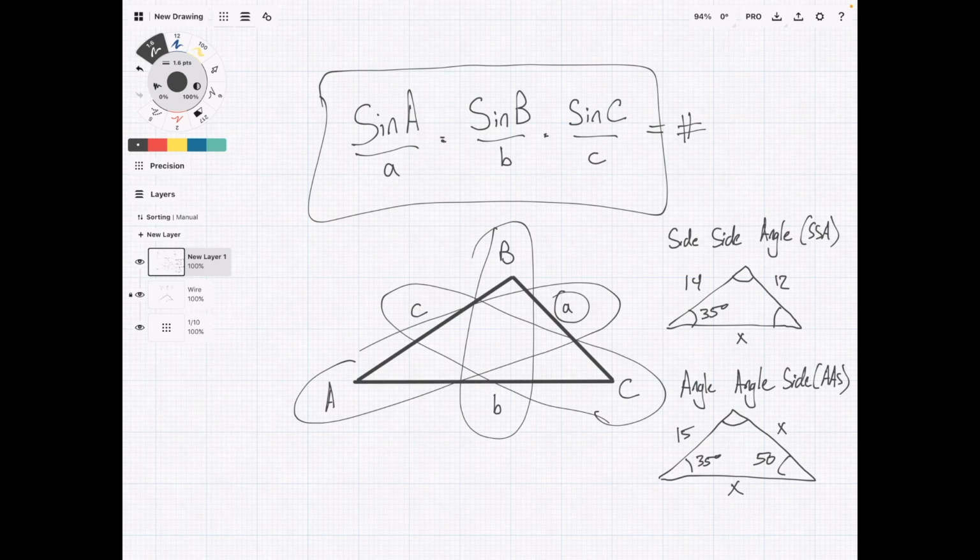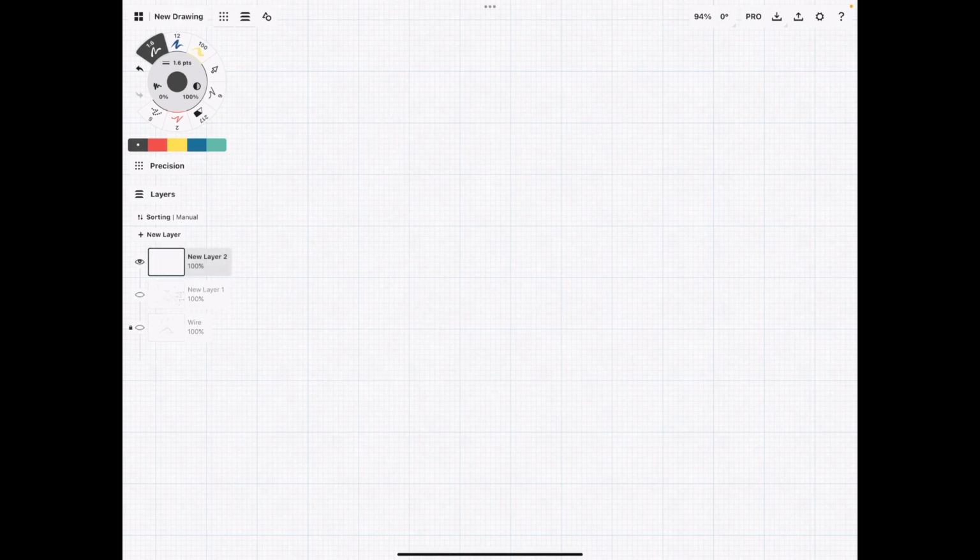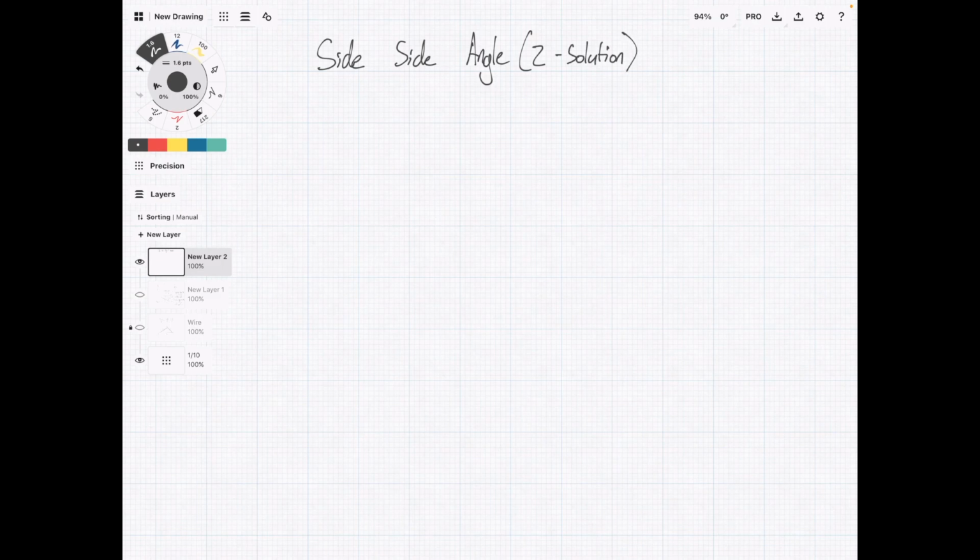For the two examples that we did in the previous video, there was one triangle that satisfied the given constraints, but in this video I want to go over a unique type of side-side angle problem. So I'll put it up at the top here. And that is the two solution side-side angle problem. You might be wondering how that could be the case, but let me show you.